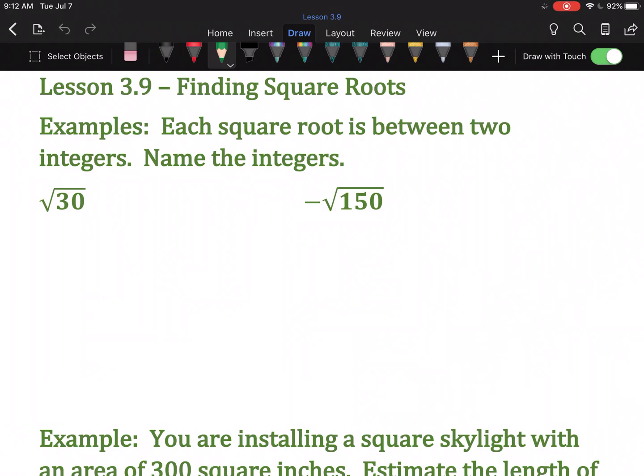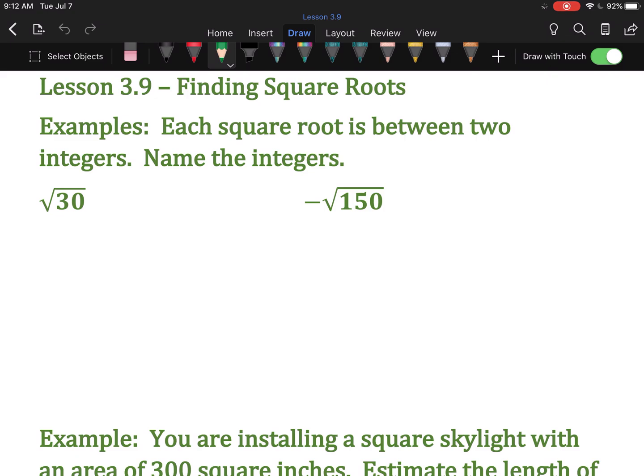Finding square roots. So now we're not going to have perfect squares in this section, and it's going to be kind of unpleasant because of that. Depends on what we're asked to do. Each square root is between two integers, whole numbers. Name the integers. Okay, so here's the way I'm going to tell you to look at this.